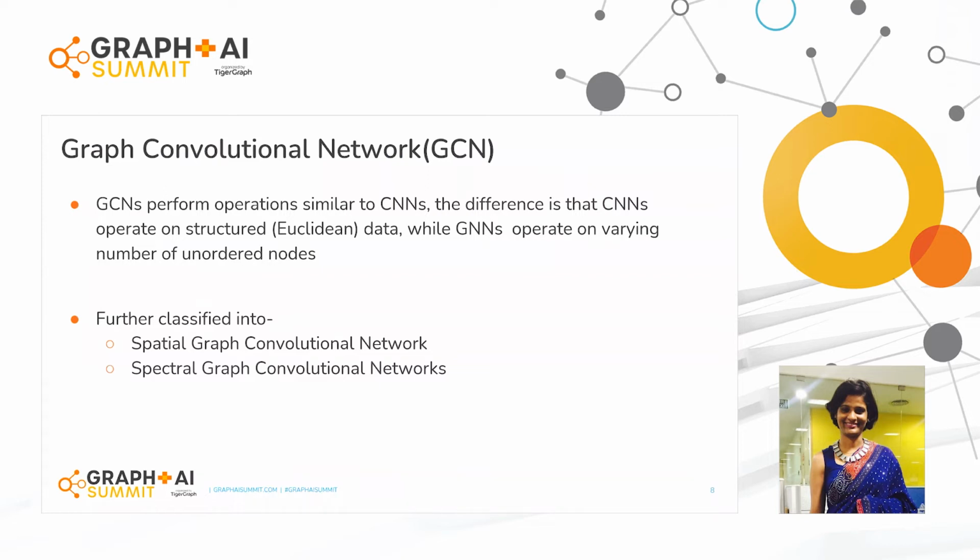Graph convolutional neural networks are similar to CNNs, except that GCNs deal with graph structured data, while CNNs deal with Euclidean data like images and text. In addition to that, GNNs also operate on a varying number of unordered nodes. GCNs are further classified into spatial graph convolutional neural networks and spectral graph convolutional neural networks.